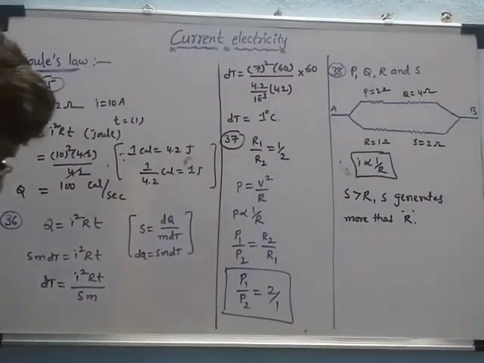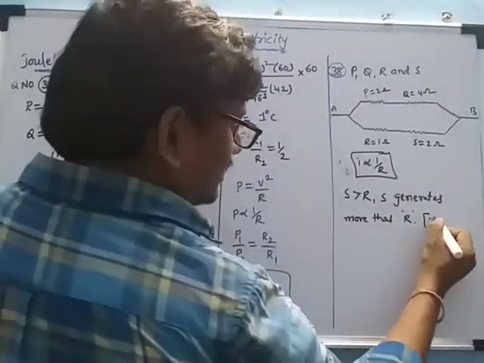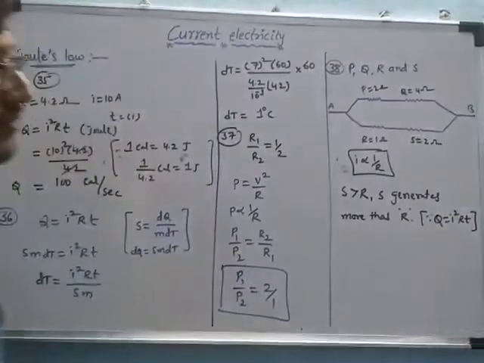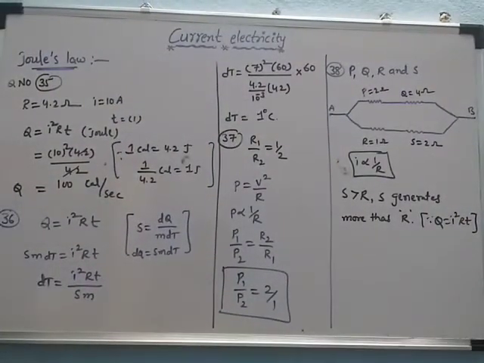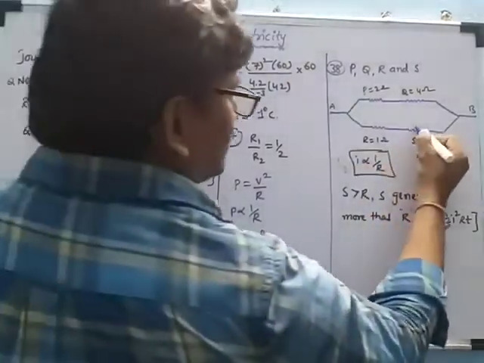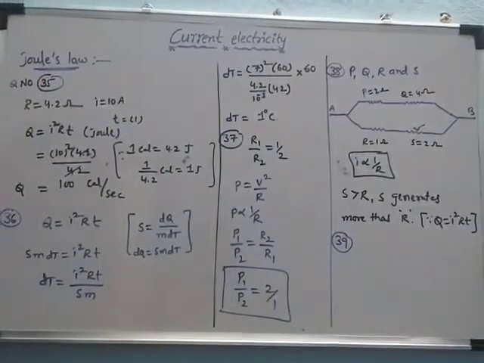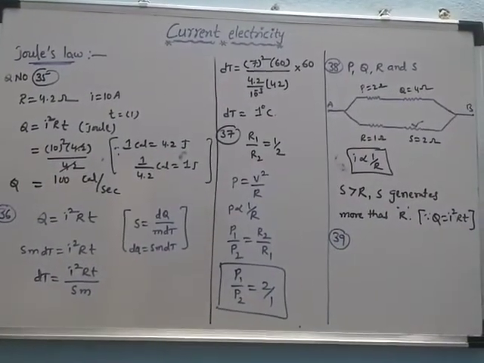Therefore, what we can write, since the heat is equal to I square R into T, that is the square of the current, and it is proportional to resistance, the greater one generates more heat. Next is question number 39.